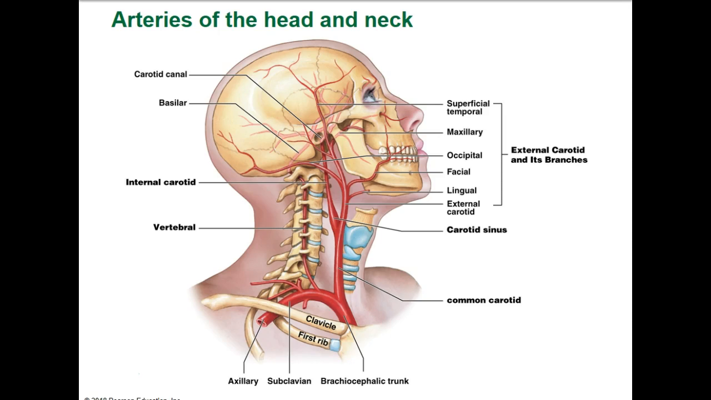Okay, so here's our picture showing the branch off the brachiocephalic going to the common carotid. Then you see in this picture to the right the external carotid that then branches further into other major arteries. To the left you see we branch into the carotid sinus that goes more internal into the internal carotid.